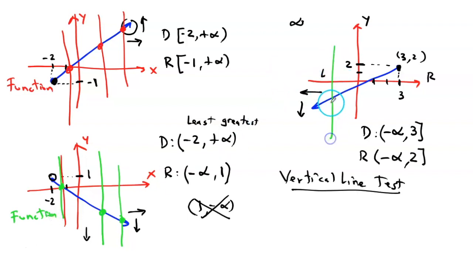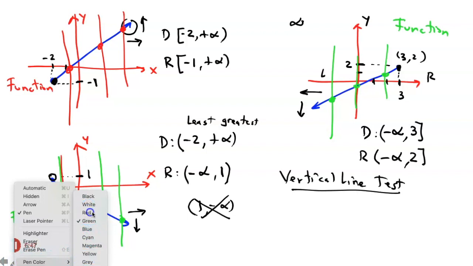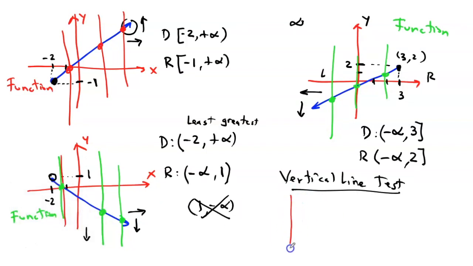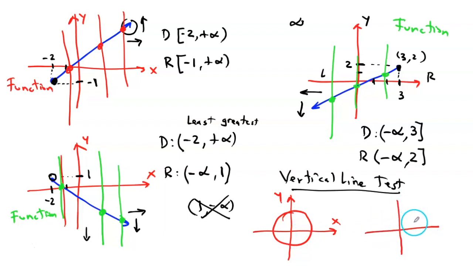What about this one? The blue line is touching only one point. That's a function. Right? So let me give an example of something that is not a function. Let me give you a couple examples. Let's pretend this is my x and my y, and that I have a circle. And then let's do another one here, and let's say that I have a parabola but sideways. This is my x and this is my y.